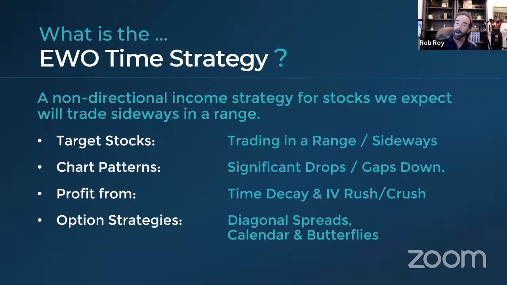And so we profit as that IV crushes back down. And then time decay, because there's an option that's being sold. Time decay is one of the givens in trading. You're buying options, you're suffering from theta decay every single day. Well, how do you fix that?